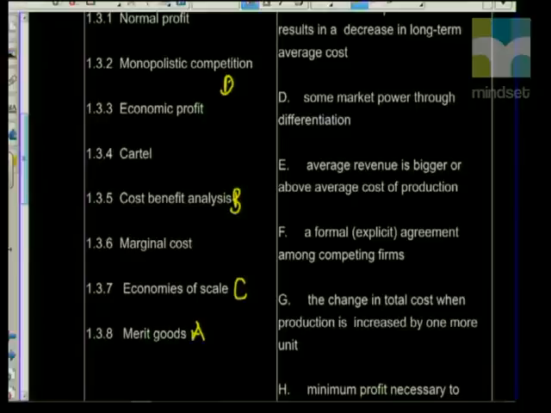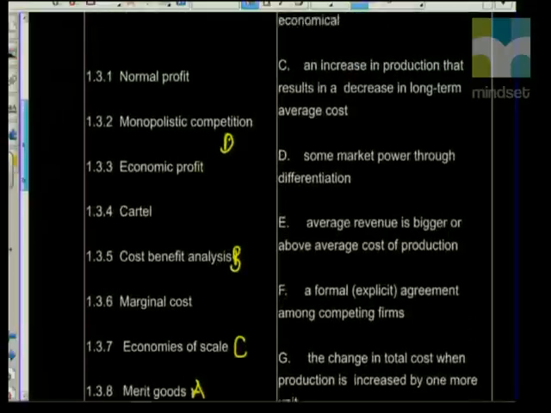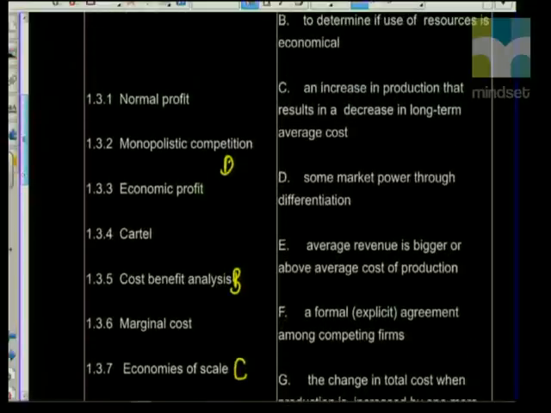Option E, average revenue is bigger or above average cost of production. In a situation like this, economic profit will be made. So 1.3.3, the answer is E.